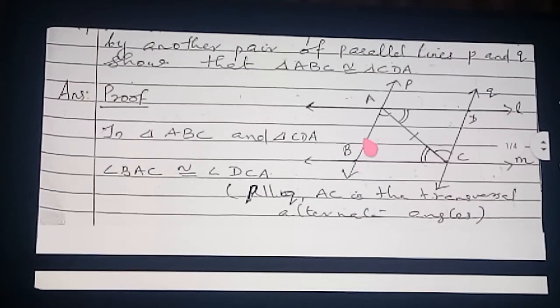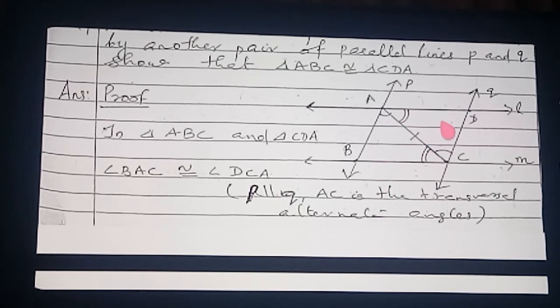Again we can come to the diagram. Listen here, triangle ABC and triangle CDA. Which angles are equal? This angle is equal to this angle, I have written. These two angles are equal. What's the reason? Both are alternate angles. Two pairs of parallel lines are there. One is P and Q parallel, another is L and M parallel. And which is the transversal in both cases? AC is taken as the transversal.